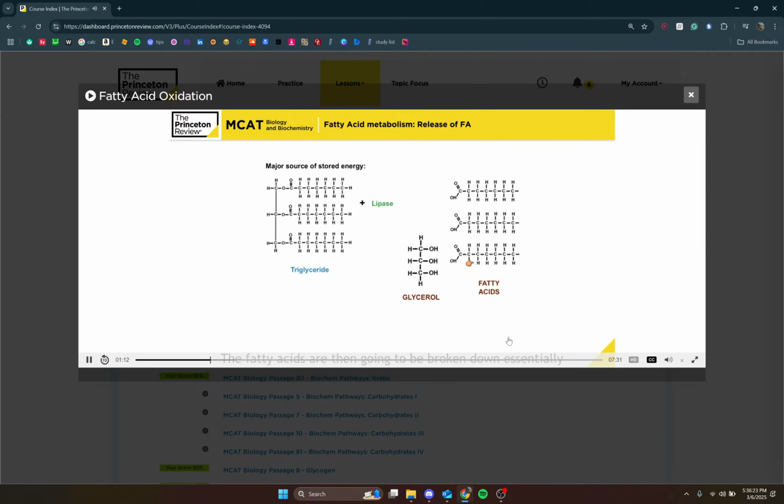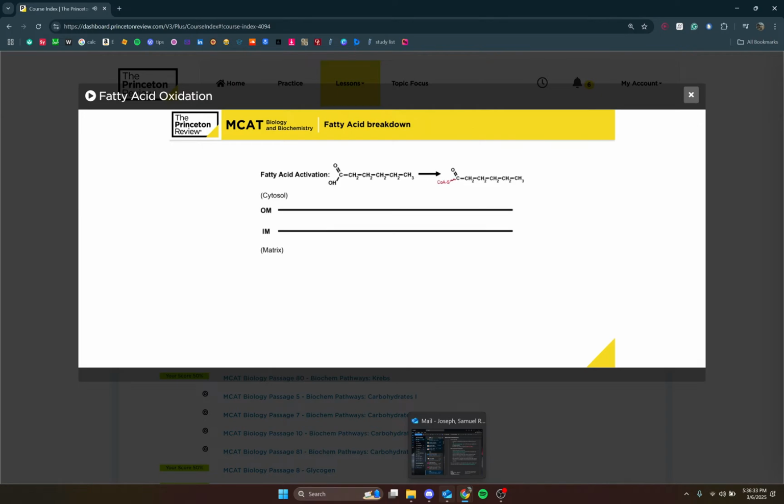The fatty acids are then going to be broken down, essentially 2 carbons at a time. And those 2 carbon units can then be put into the Krebs cycle to generate reduced electron carriers for us. So let's take a look at that process. Let's get ourselves oriented here. This would be the matrix of the mitochondria down at the bottom. This would be the cytosol up here. We can see the double membranes, the outer membrane and the inner membrane of the mitochondria.